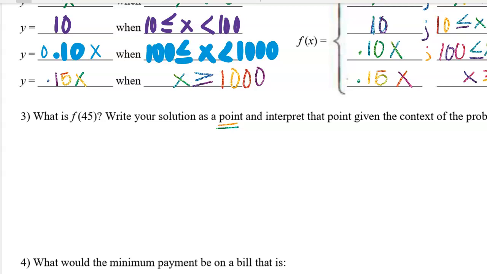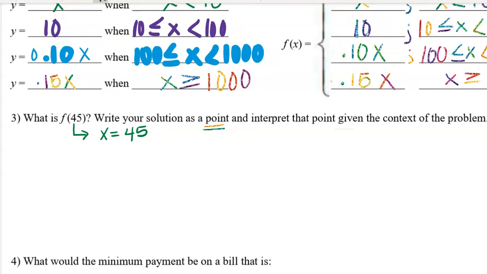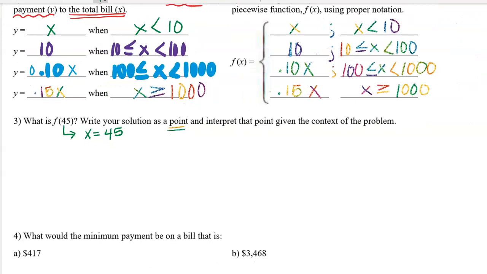45. Is that X or Y? Lauren, what do you think, honey? This number, what does that represent? It's not Y. Sibby, if it's not Y, then it has to be what? X. Guys, F of 45, that means X is 45. Okay. Now look at your equation.